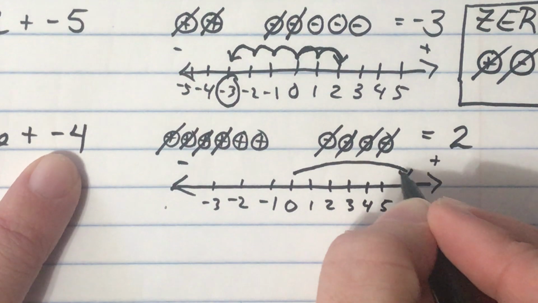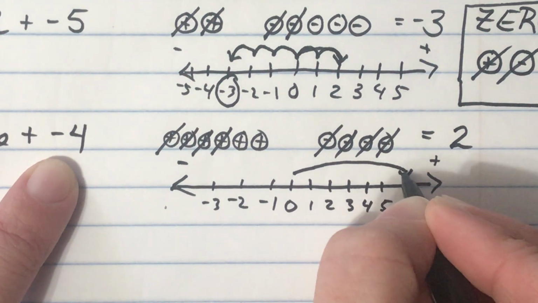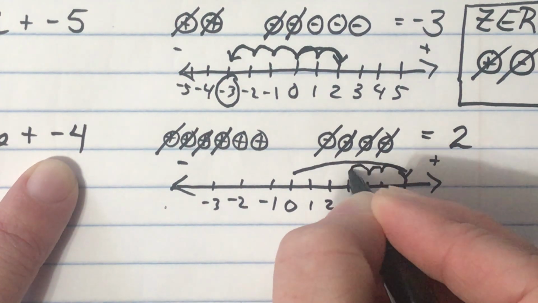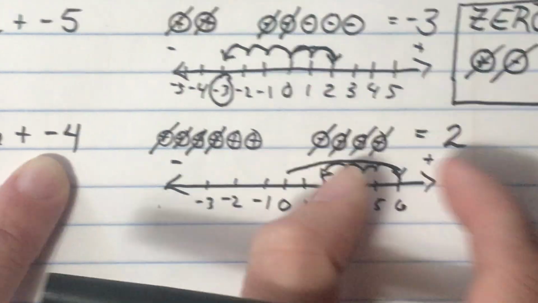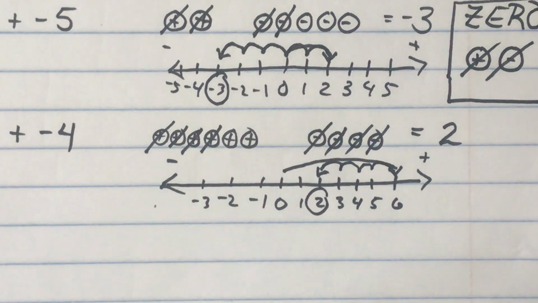So what this number means is that I'm going to walk backwards 4 steps from where I'm at. 1, 2, 3, 4. And where do I end up? Where does that final arrow end up? At 2, which is exactly what we got with the chips.